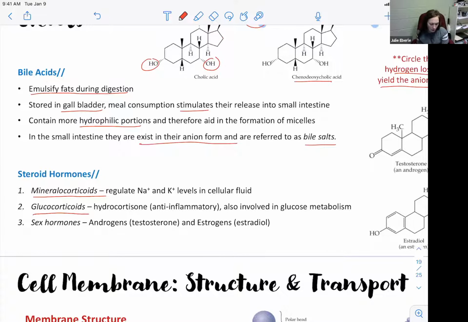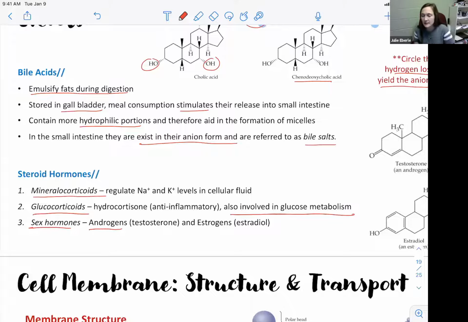Glucocorticoids, hydrocortisone. I have hydrocortisone at my house, right? That's an anti-inflammatory. Anytime you get like a bug bite, you might rub hydrocortisone on it. This is also involved in glucose metabolism, glucocorticoids, and then you have sex hormones.